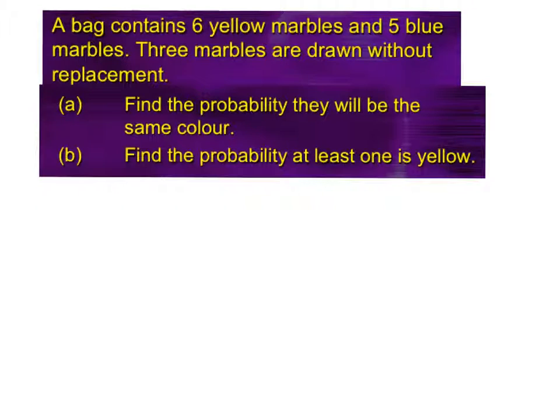Okay, another example. A bag contains 6 yellow marbles and 5 blue marbles. 3 marbles are drawn without replacement. Very important. Find the probability they will be the same colour, and then find the probability of at least one is yellow. So let's draw our tree diagram, and this is kind of like what you would be doing. This is like an HSC question. So we've got 6 yellow and 5 blue. So our first branch, and we're choosing 3 marbles. So our first marble is either going to be yellow or blue.